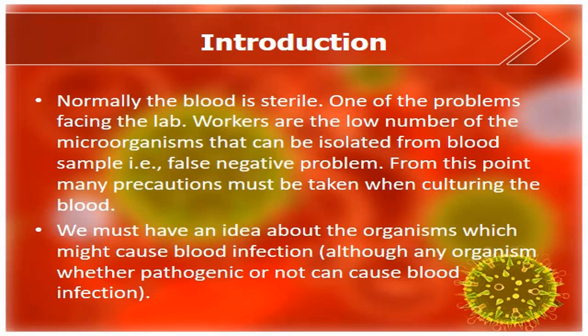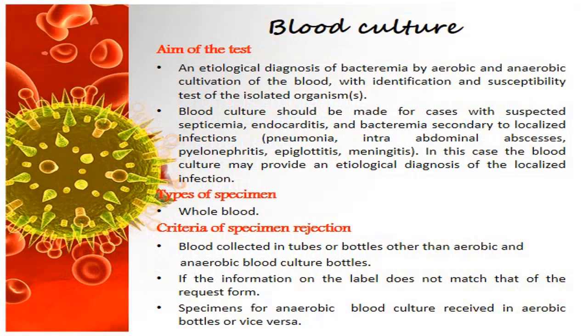can cause bacteremia, which is the presence of bacteria in the bloodstream, or septicemia, the presence of microbes and their toxins in the bloodstream. What is the type of microorganism, whether pathogenic or not pathogenic? What is the aim of doing blood culture? Why do we use blood culture? When and where do we use blood culture?